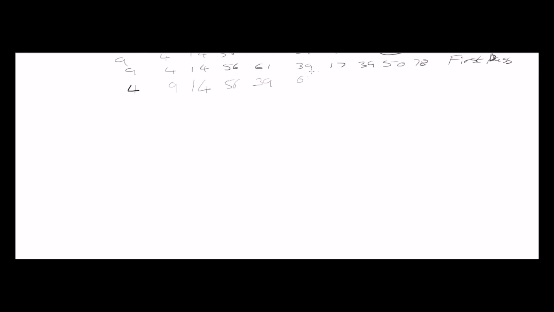And then I compare 61 and 17, and in fact I'm going to swap 17 with 61, so I'm going to put 17 in here, and then I'm going to compare 61 and 39. I'm going to swap those two, so 39 goes there, 61 goes here. Compare 61 with 50, and I can see that 50 will go there, and 61 will go here. I'm comparing 61 with 78, and I can see that 61 will go there and 78 will go there. So that's our second pass complete.